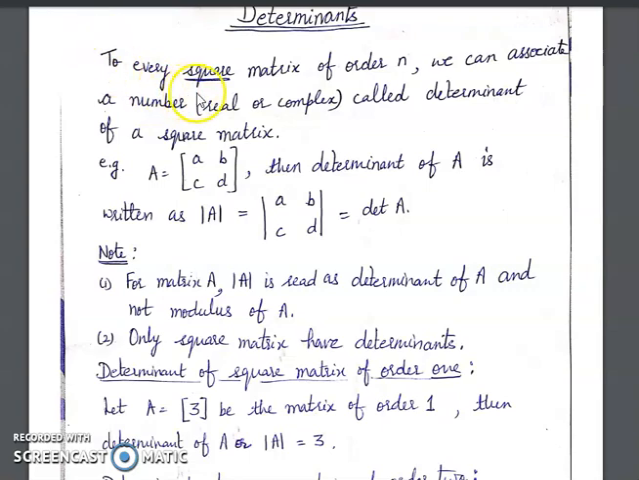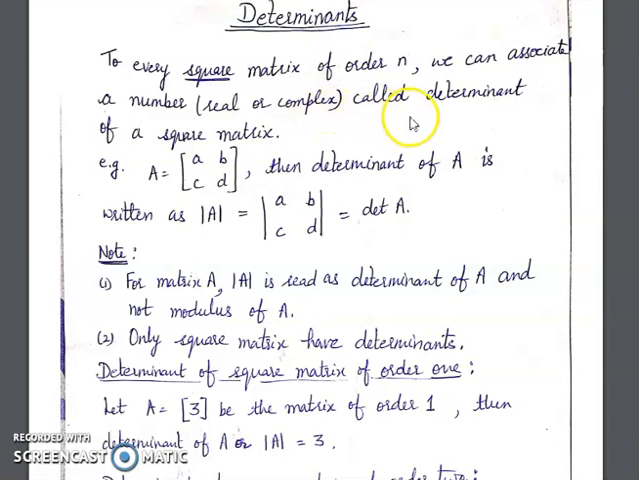To every square matrix of order n, we can associate a number, which is either real or complex, called the determinant of a square matrix. So for every square matrix, remember, we can associate a number which is either real or complex. That number is called the determinant of a square matrix.